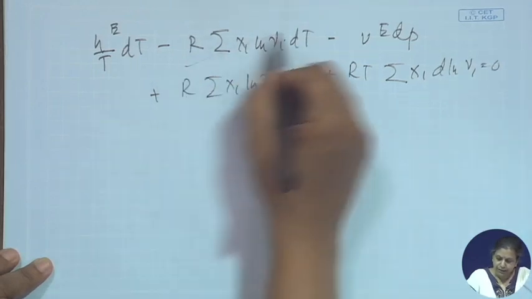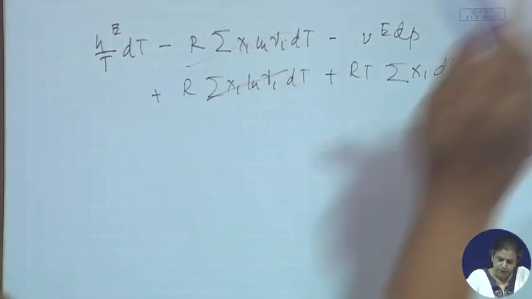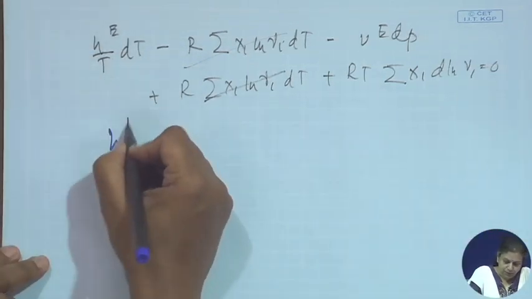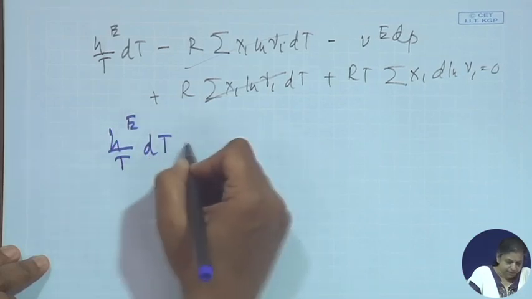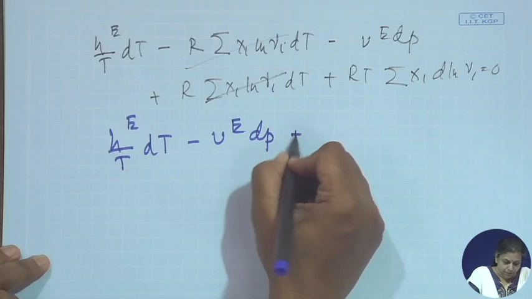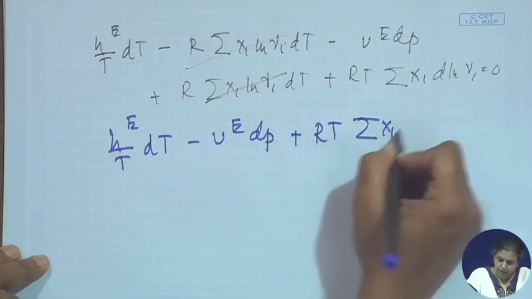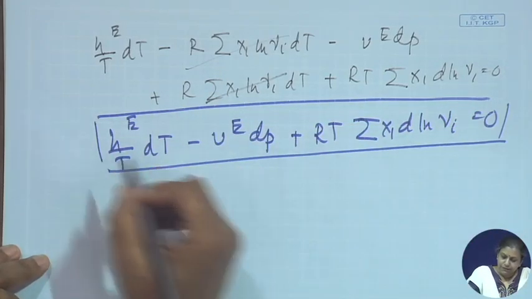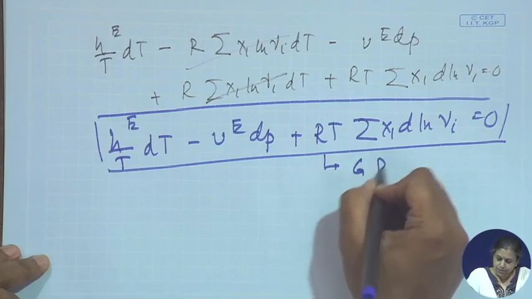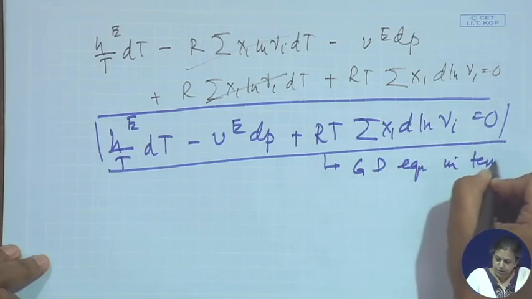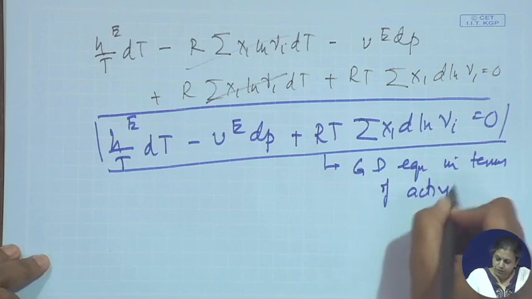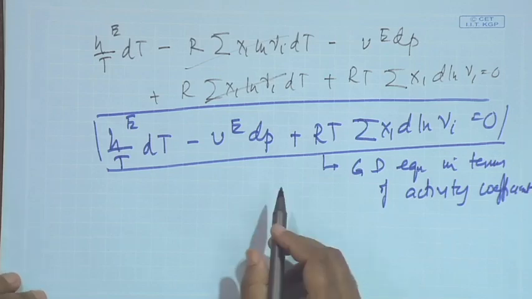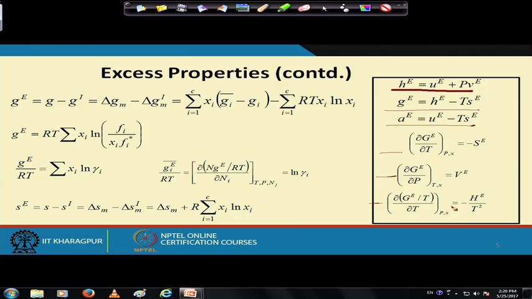We immediately find that this and this cancel out, and when all these cancel out, what is the final equation that we get? The final equation becomes HE by T dt minus VE dP plus RT sigma xi d ln gamma i equals 0. This is the final equation, this is the Gibbs-Duhem equation in terms of activity coefficient gamma, right. So, this is the equation that we get under this particular condition.